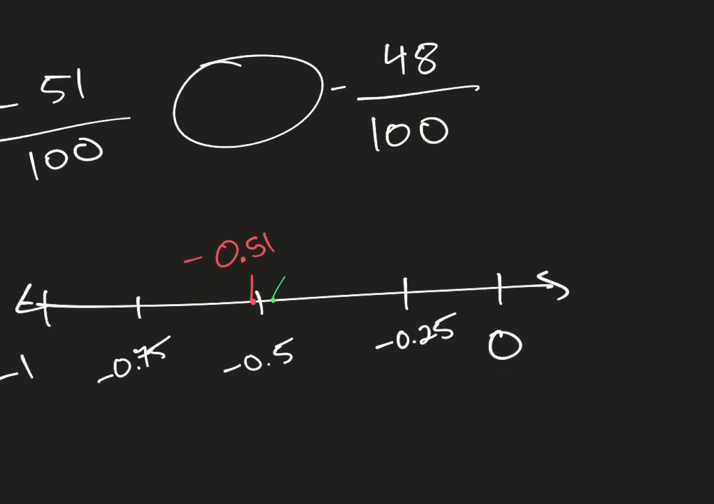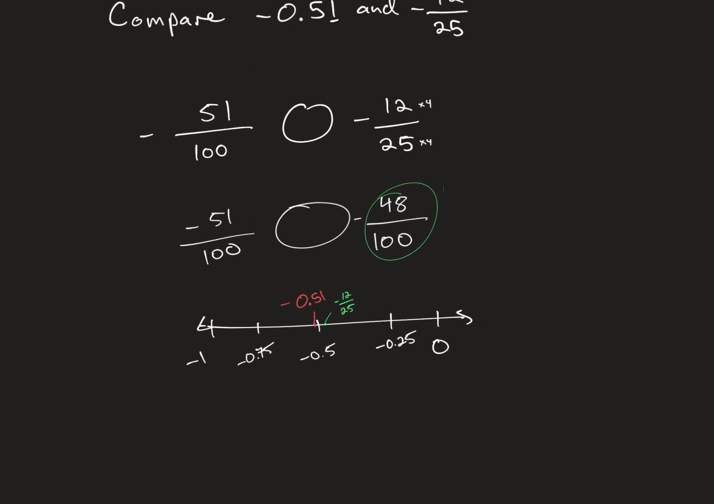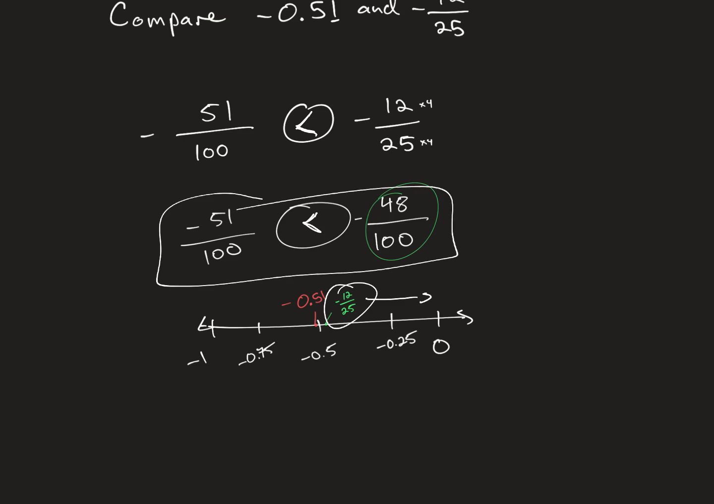But this one, instead of writing it as this, I want to write it as the original, which was negative 12/25. I think this guy is closer to 0, so this is going to be less than if we converted it to fractions, but we want to answer it in the original form.